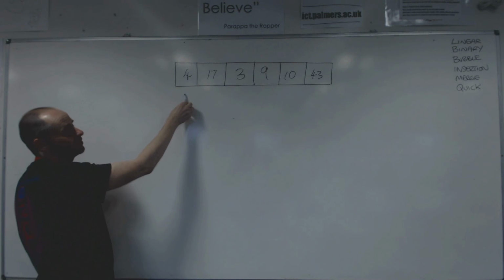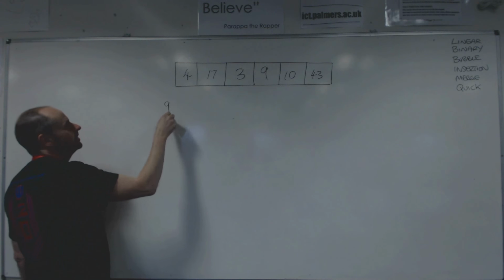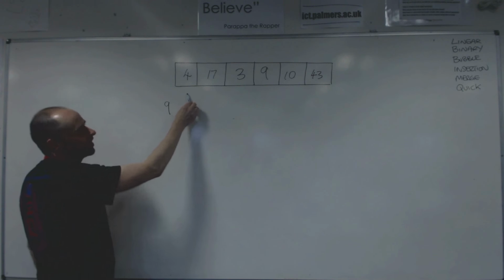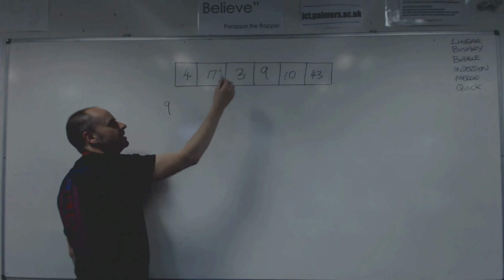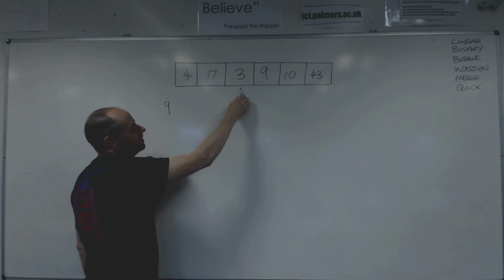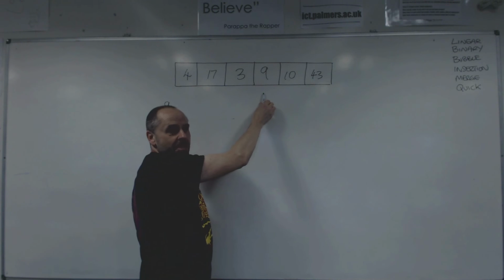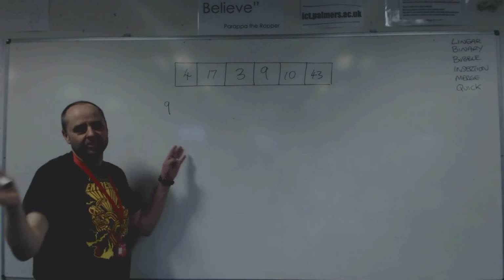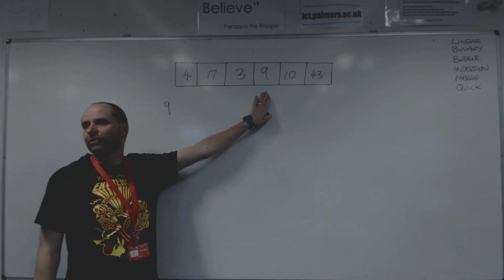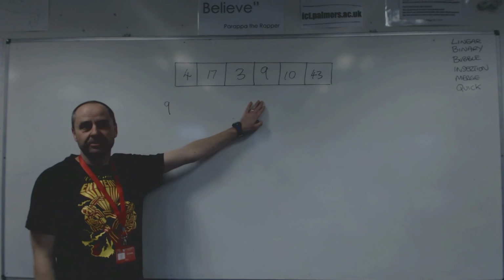So we just go, is that the one I'm looking for? So if I was looking for 9, I'd look at 4, I go, right, increase the index, look at 17, no, look at 3, no, look at 9, stop. Okay, and say we found it at position index 3, and that's what we probably return.